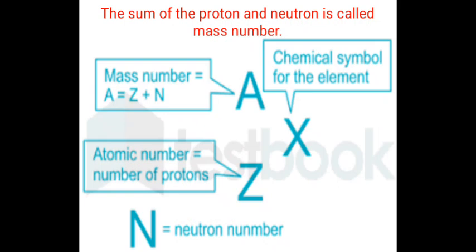Now, if we are to calculate the mass number, the sum of the protons and neutrons in the nucleus of an atom is called the mass number. You can also call it the nucleon number. If the element is given as a symbol X, the chemical symbol for the element X, then the mass number should be Z plus N, where Z is the atomic number representing the number of protons and N representing the neutron number. So for you to get the mass number, you simply add the atomic number (proton number) and the neutron number.